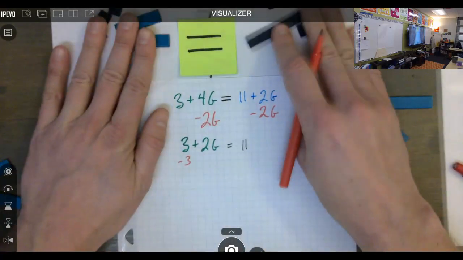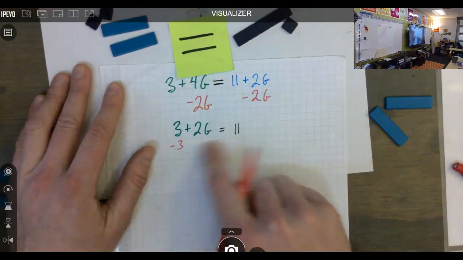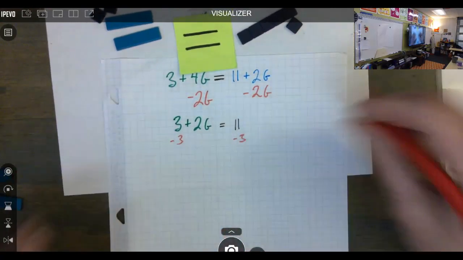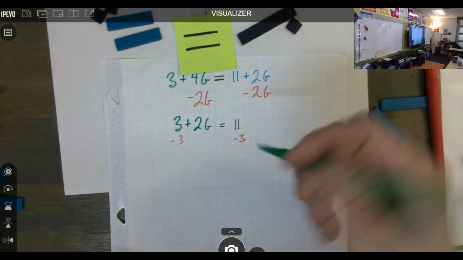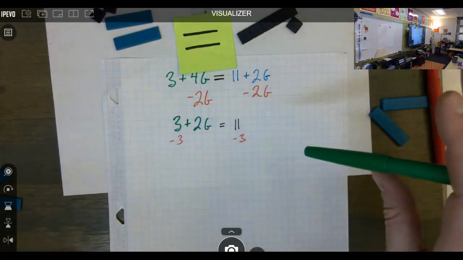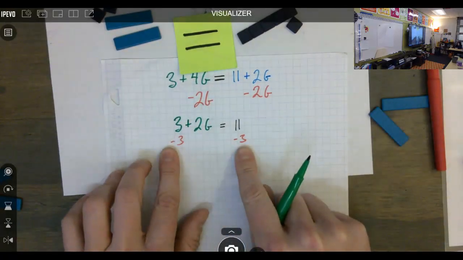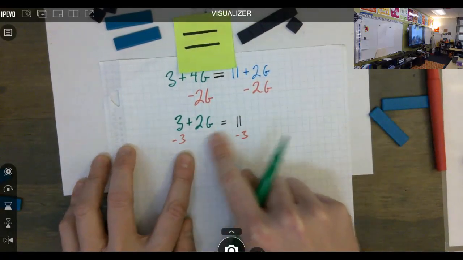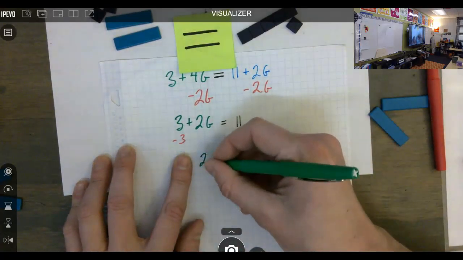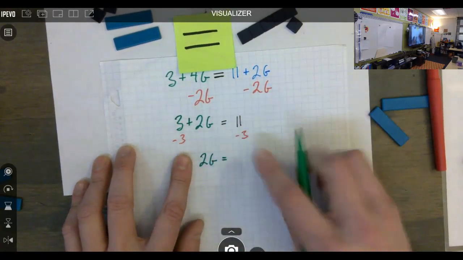Hey, stick with me real quick and I promise I'll get you out of here. I'm not going to do it with the tiles now because I'm running out of time. Hey, stop packing up. Stop moving. Sit down. Stop moving.